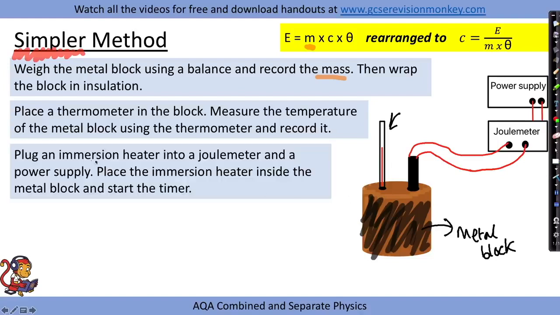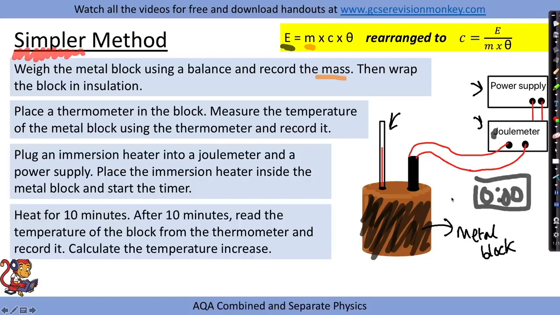We then put an immersion heater, which is this heater here. We call it an immersion heater because you put it inside the substance, you immerse it in the substance. We need to plug that into a joule meter over here, and then plug it into a power supply. This joule meter here will give us our energy transferred to the block. We place the immersion heater inside the metal block and start a timer.